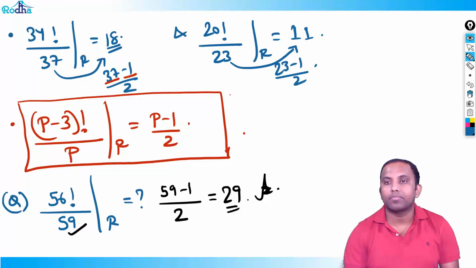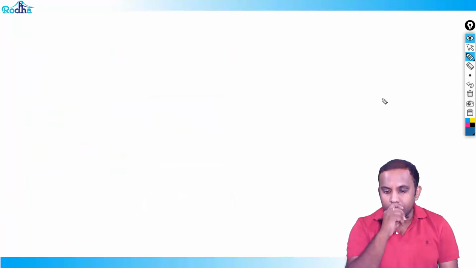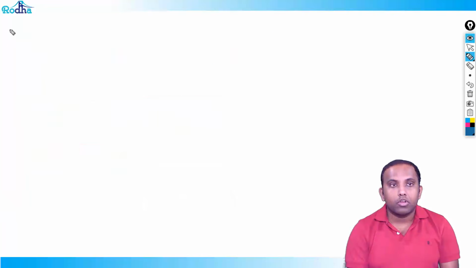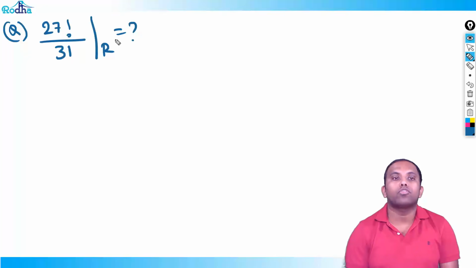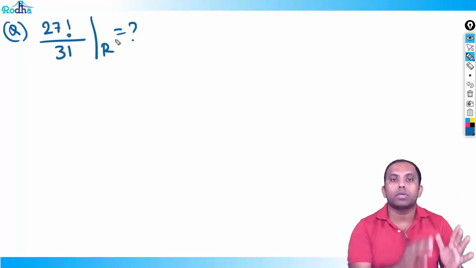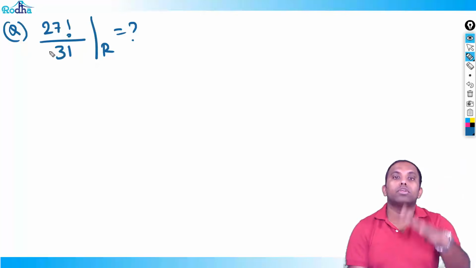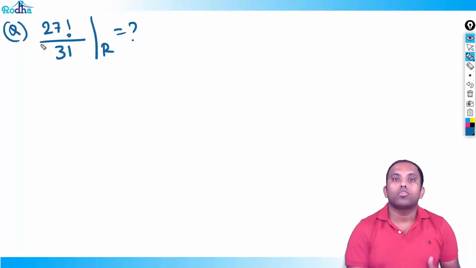Fine. We can discuss some good questions here. Now going one more step back, suppose 27 factorial by 31. For this, we will not derive any formula for 4 or 5 steps. We can remember for 1, 2, 3 steps back, but we can't remember for every step. Here 27 is 4 steps back from 31. There are 3 formulas you can remember, but don't remember the 4th one.